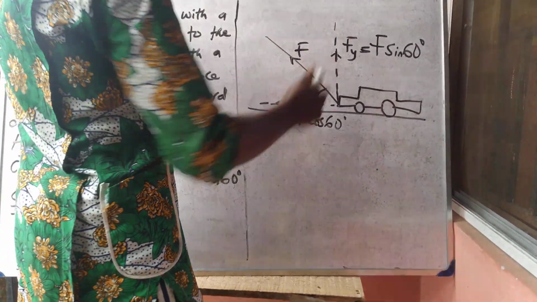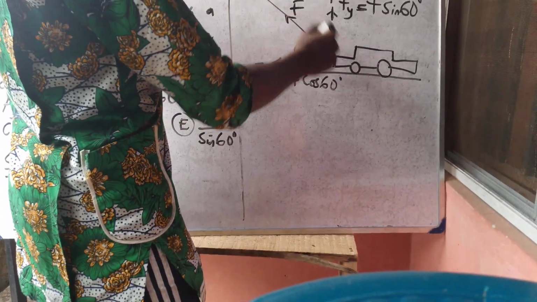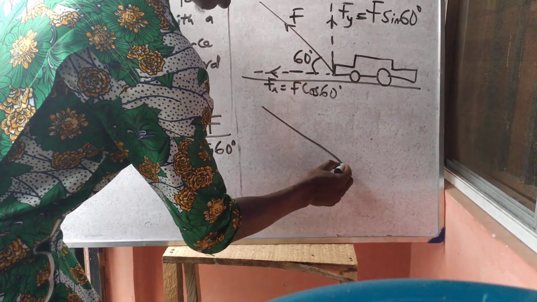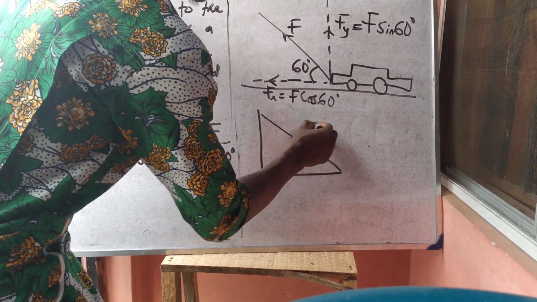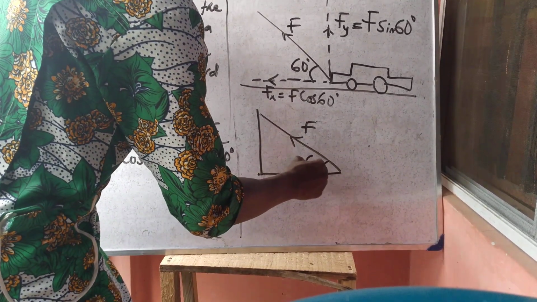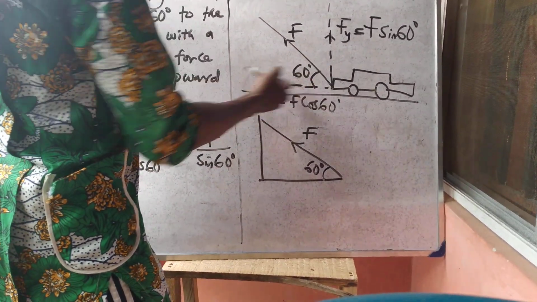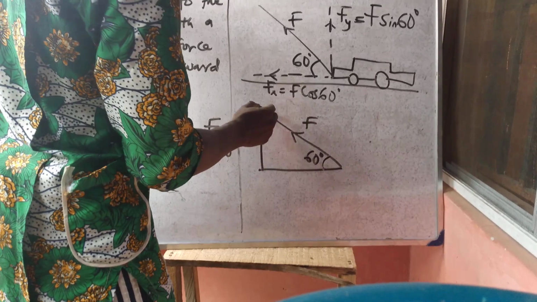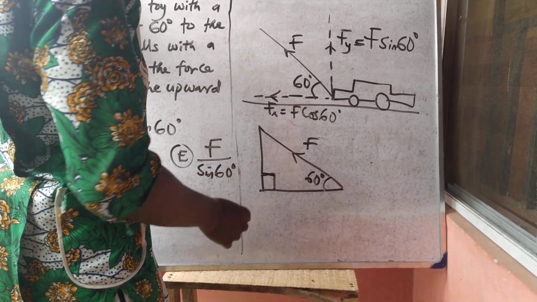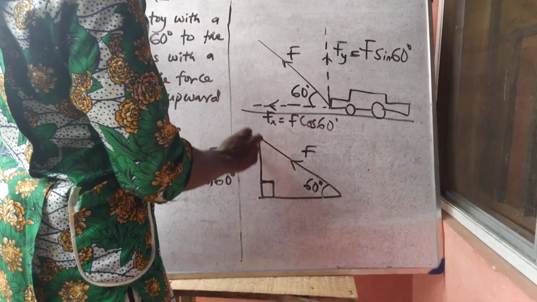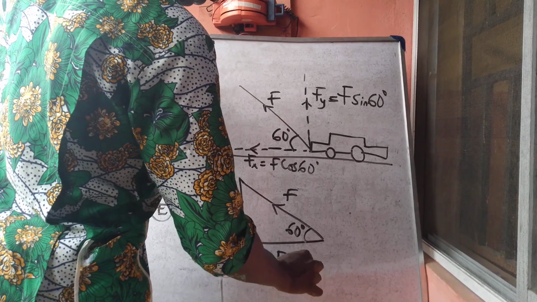But how did we arrive at this answer? If you take this component out, you have a right angle triangle. Taking that right angle triangle out, this is what you have: force F, and this angle is 60 degrees. We are told it was inclined at an angle of 60 degrees to the horizontal plane, and then this is an angle 90. What we need is the vertical component Fy. Here is the horizontal component Fx.